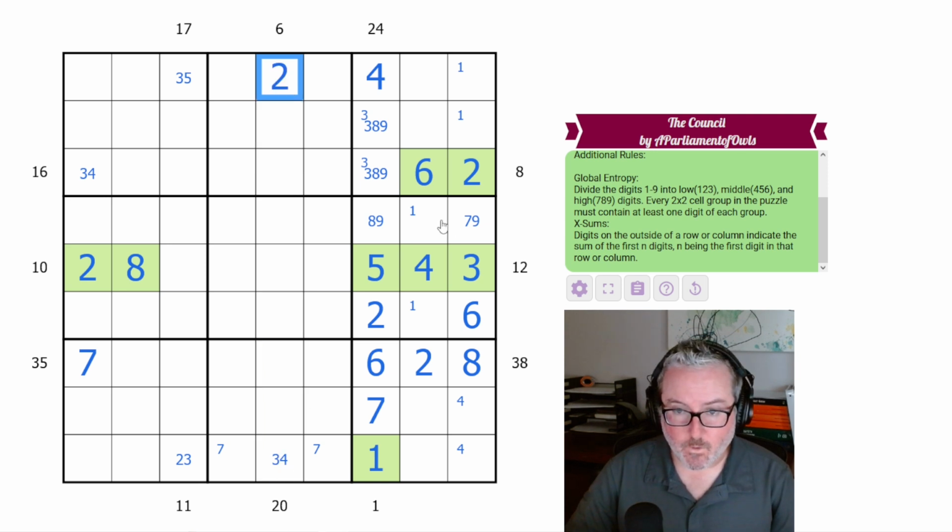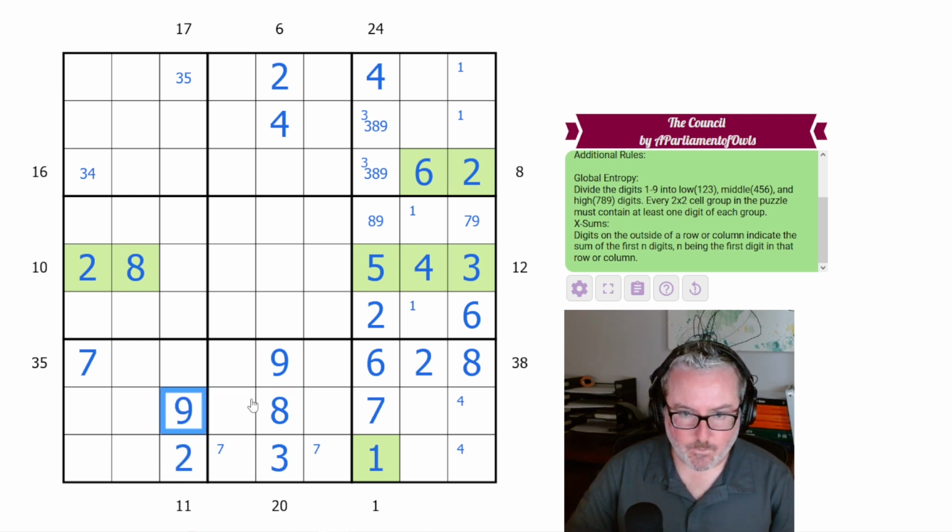So this is 2, which means this is 4, which means this is 3, which means this is a 9-8 pair. And that has to be the 8. That has to be the 9. That 3 forces this to be a 2, which means this has to be a 9. And now we've got some movement here.